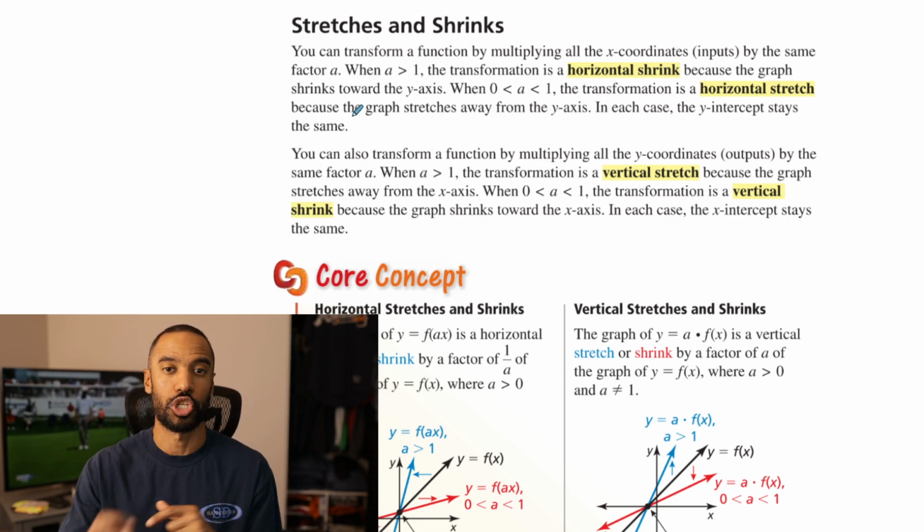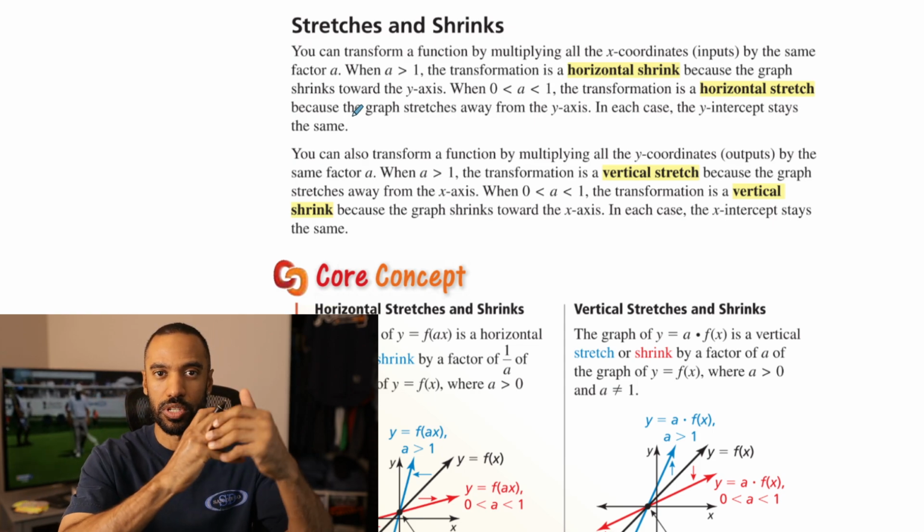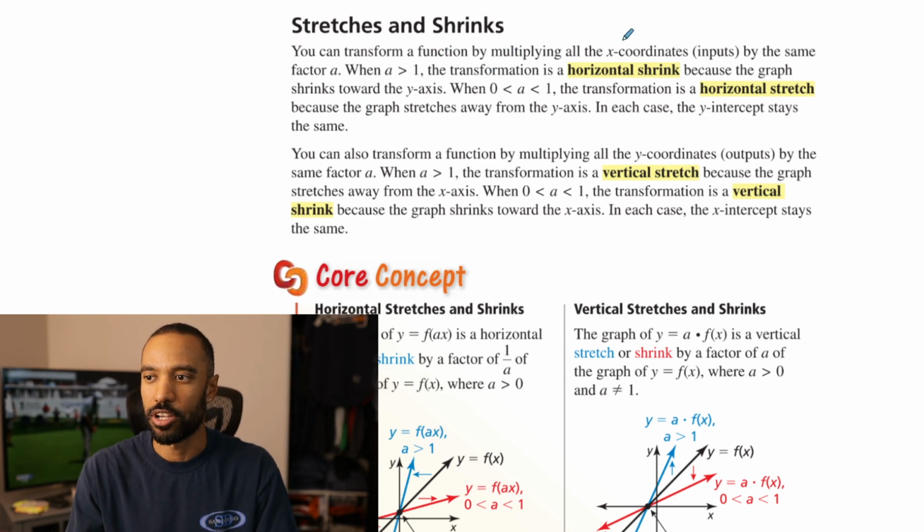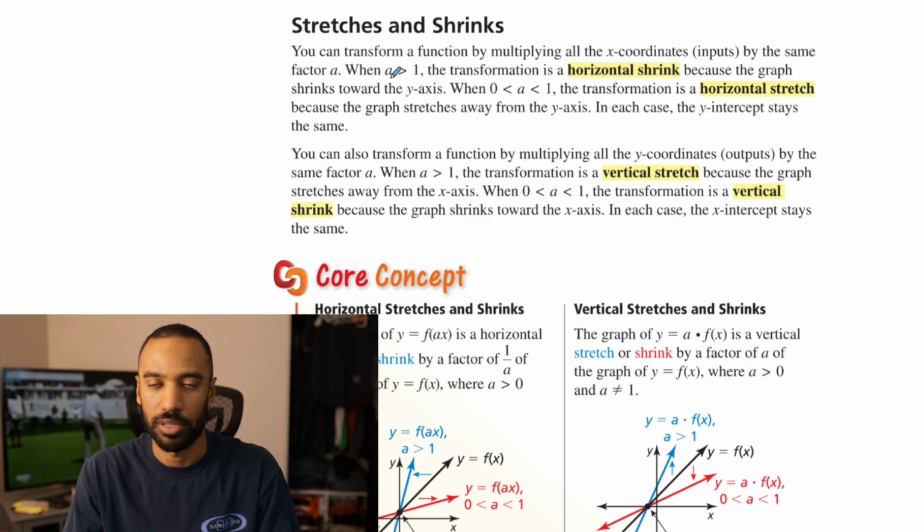Because if I horizontally shrink something, that also means I can vertically stretch that same thing. So it can be a little tricky. You can transform a function by multiplying all the x coordinates by the same factor, a, just some number that a is representing. When a is greater than 1, the transformation is a horizontal shrink.